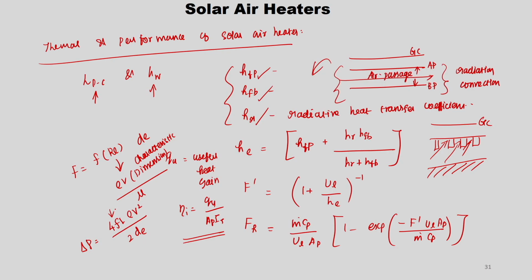Here f is the friction factor, rho is density, and V is velocity. Using this you are supposed to also calculate the pressure drop along with your instantaneous efficiency to analyze the performance of the solar air heater.